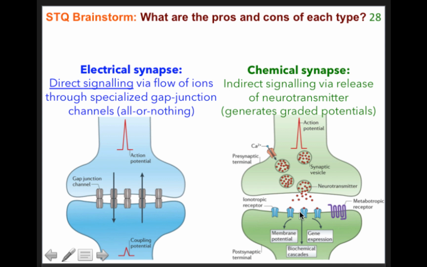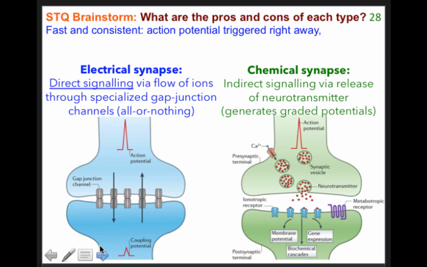Okay, welcome back. So electrical synapses, one of the benefits is that they're very fast and very consistent. They don't need to wait for a neurotransmitter to diffuse across and open channels and stuff like that. Pretty much the ions just directly push each other further into the next cell and depolarize it. The action potential goes through pretty much without a pause. So the potential is triggered right away, and it's triggered pretty much every time, right? It's an all or nothing thing.